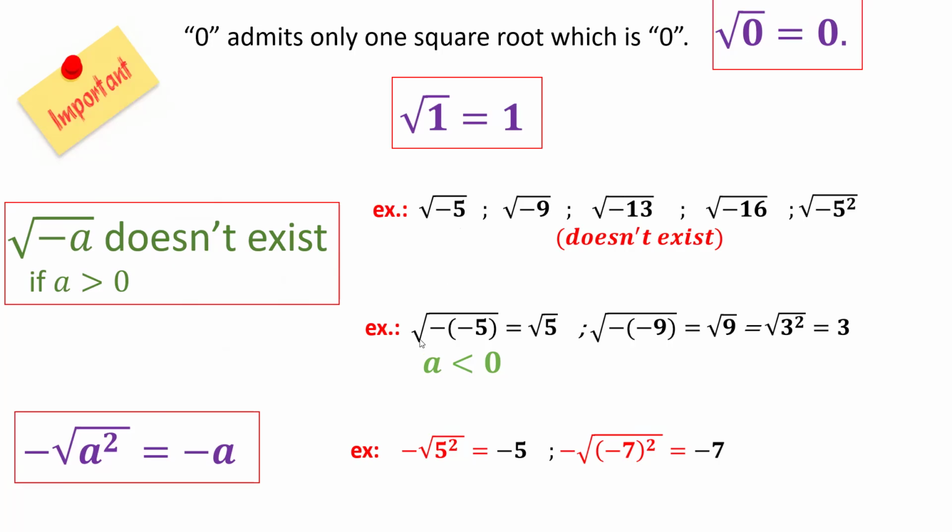While when a is negative, radical of negative times negative 5: negative times negative is positive, so it's radical 5. Radical of negative times negative 9: negative times negative is positive, so it's radical 9, which is 3. If I have the minus outside, it has nothing to do with the radicand. So I write negative radical a squared is negative a.